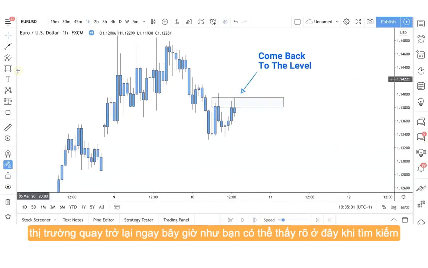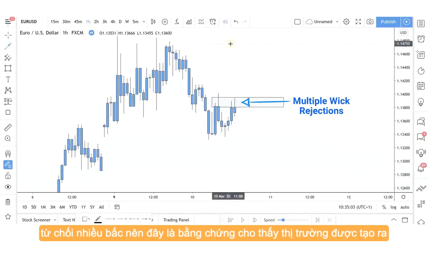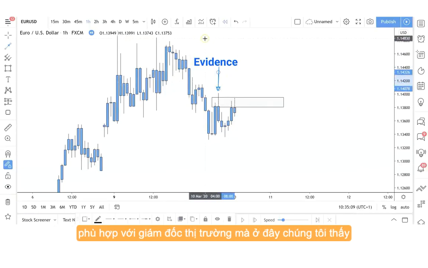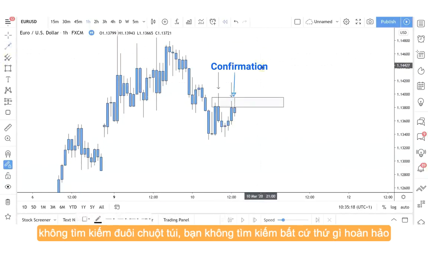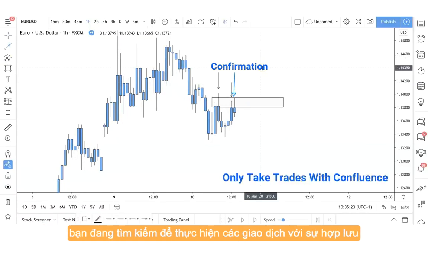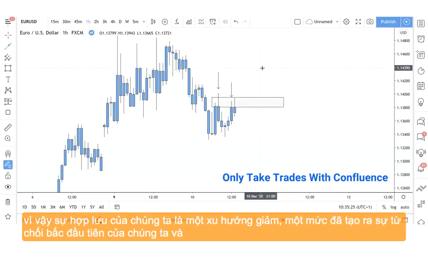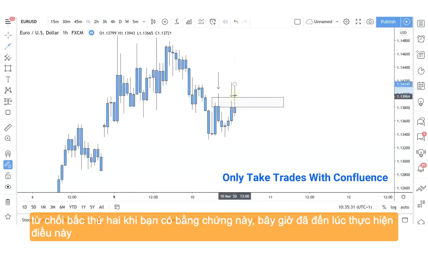Now, as you can clearly see here, we're looking for multiple wick rejections. So this is evidence that the market has created a level in line with the direction of the market, which is down. Here we see our first wick rejection. Now, you're not looking for a perfect pin bar, you're not looking for a kangaroo tail, you're not looking for anything that's perfect. You're looking to take trades with confluence. So our confluence is a downtrend, a level created, our first wick rejection, and our second wick rejection.